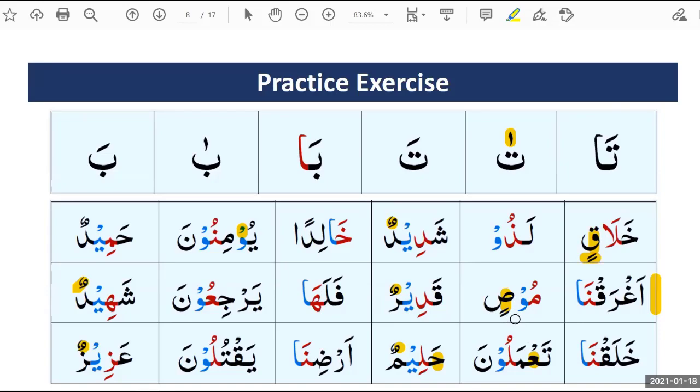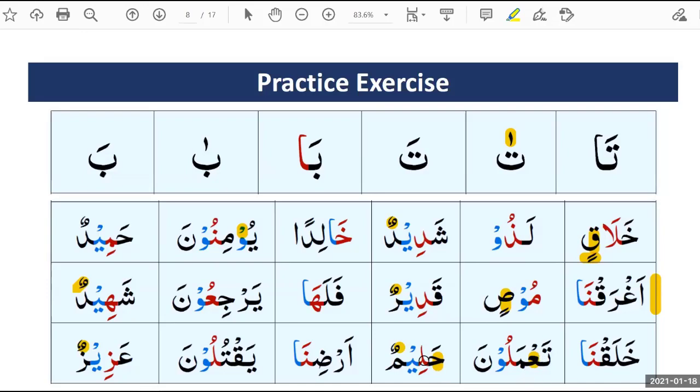Qadirun. Okay, much better. Also, we have this letter Sod here. Okay, it's one of the 7 thick letters. So we have to differentiate its sound from the letter Sin. I can't give you an example from this page, but we have to differentiate between the sound of Sin and Sod. They are similar sounding letters.